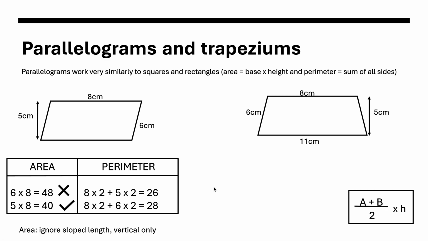For the perimeter, we do the opposite. We only want the actual value of the side lengths. So here we have two sides length 8 and two sides length 6. So we're going to do 8 times 2 plus 6 times 2, which is 28. 26 is wrong, 28 is correct.